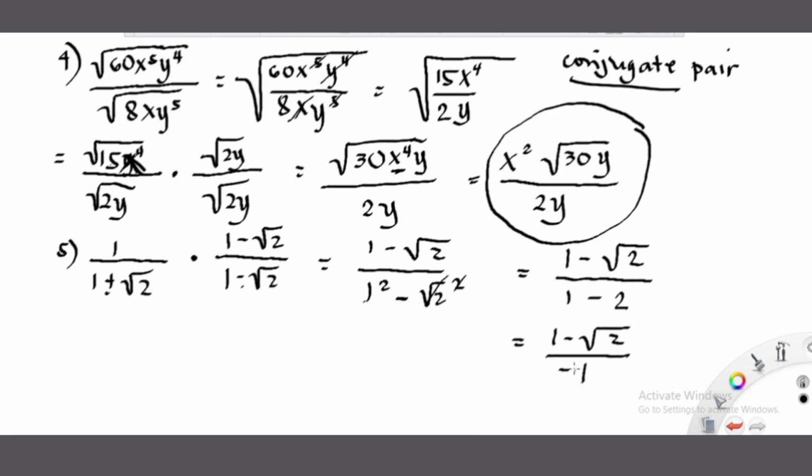Iangat natin, akyat natin ang negative sign. It means to say, lahat ng mga sign ng nasa taas ay magbabago. So, this will become positive 1, will become negative 1. Then, this negative square root of 2 will become positive square root of 2 all over 1. Or hindi na natin isusulat ang 1. So, this is our final answer.